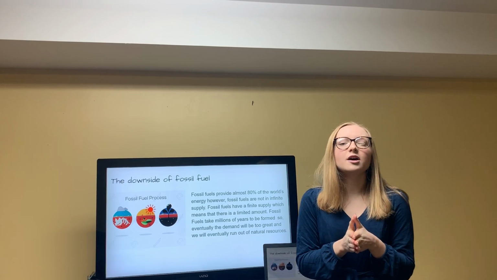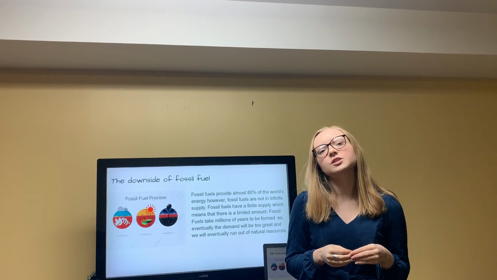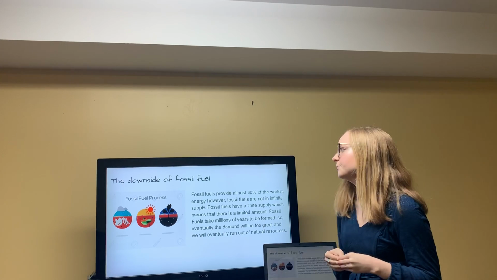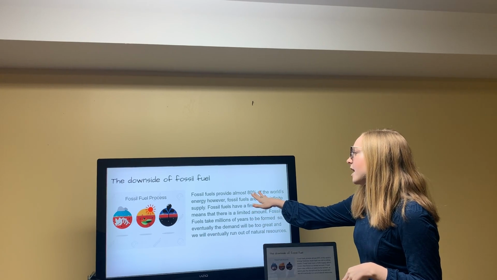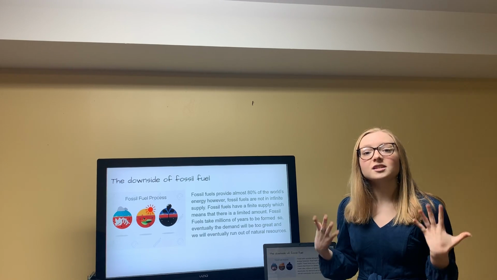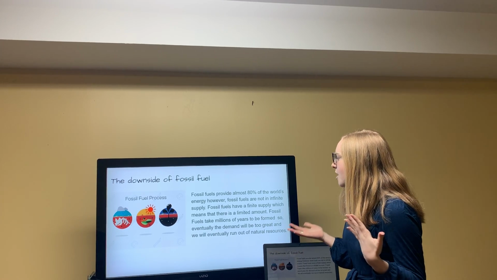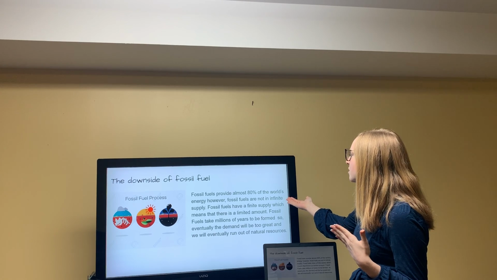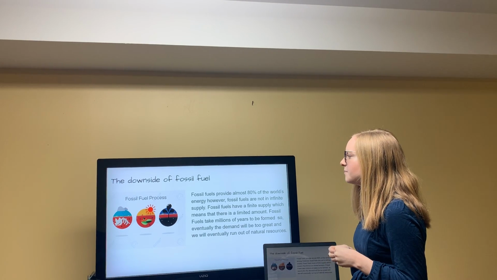Now, while there are a lot of upsides about fossil fuels, there's also some negatives too. Fossil fuels provide almost 80% of the world's energy. Now, that's a lot, right? But fossil fuels are not in infinite supply.